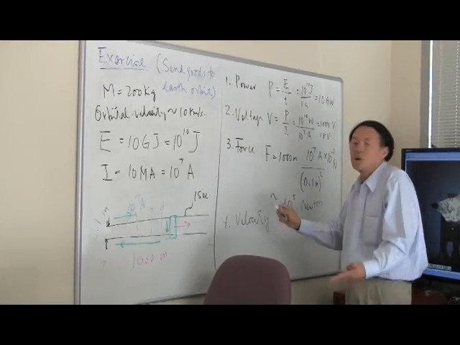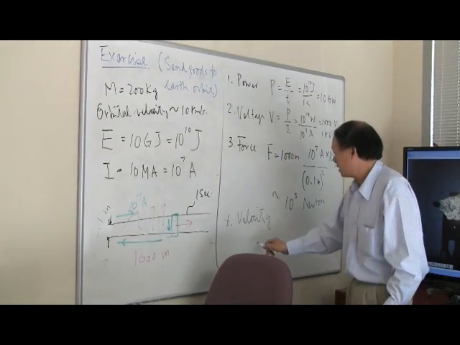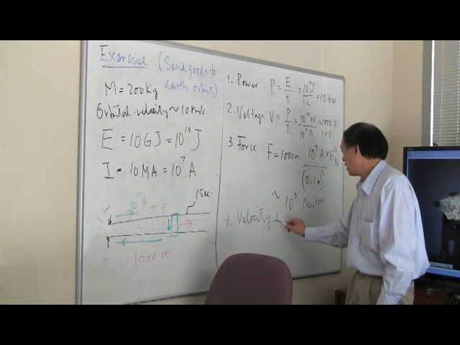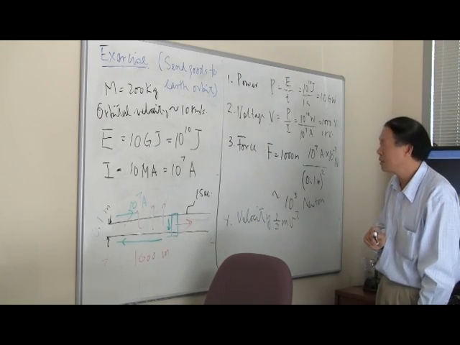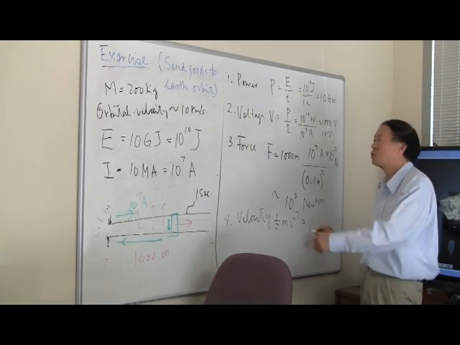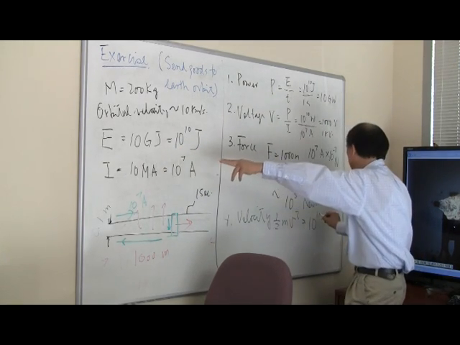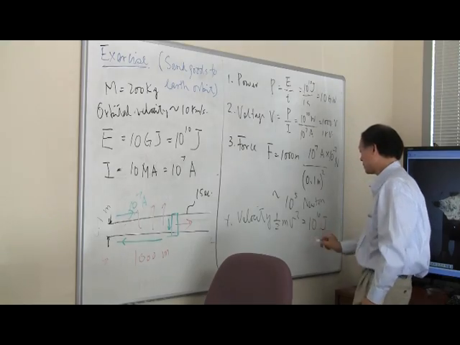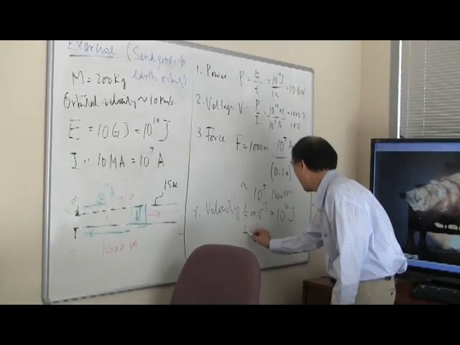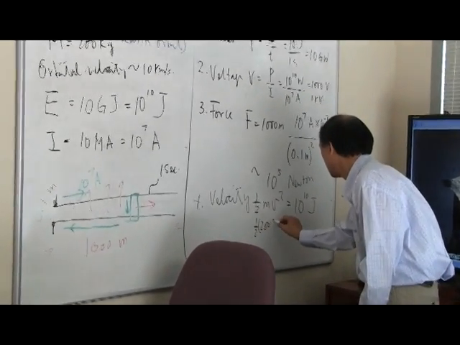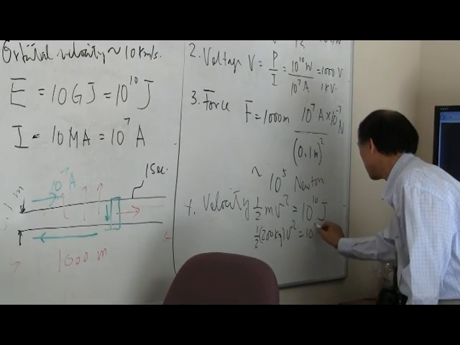The fourth thing and the last thing that we can calculate is the velocity. Now here we're going to assume, just for the sake of rough estimate, that the velocity v carries an energy which is 1/2 of mv squared, and that's equal to the total amount of energy that is imparted, which is 10 to the 10 joule. So you do a very simple calculation. What you have, this is 1/2 of 200 kilogram, and the velocity square, which we don't know, is equal to 10 to the 10 joule.